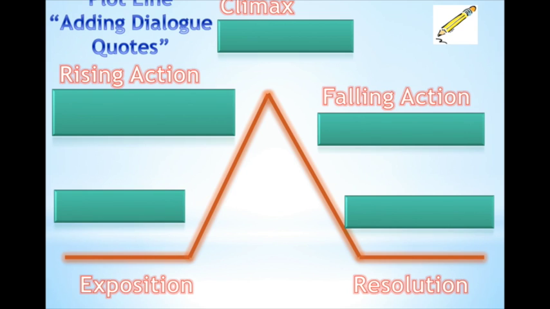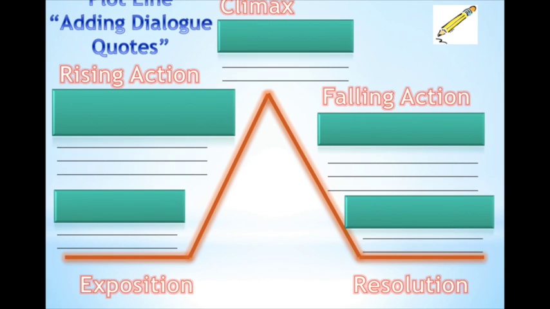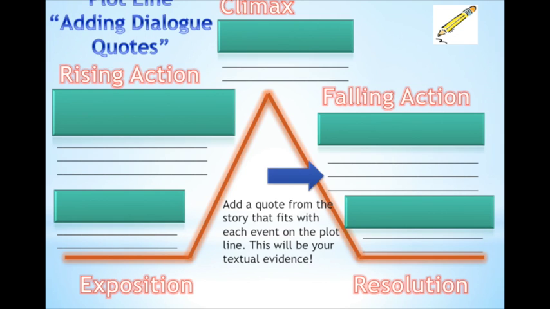Once you've accomplished all of that, the next piece is going to be to add dialogue right underneath each of those events. We're going to go over this in class, don't worry if we haven't already, but just get into the habit of going through this process and it will help the written response come much easier. Think of this as your brainstorming. So you'll add a quote from the story that fits each event on the plotline, and this will end up being your textual evidence for the written response.